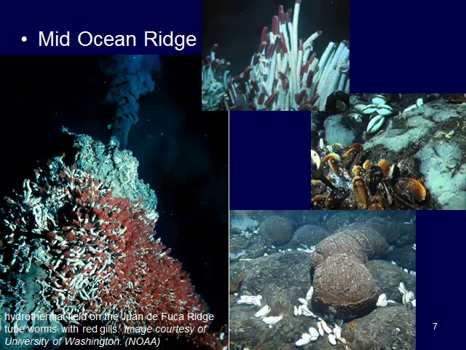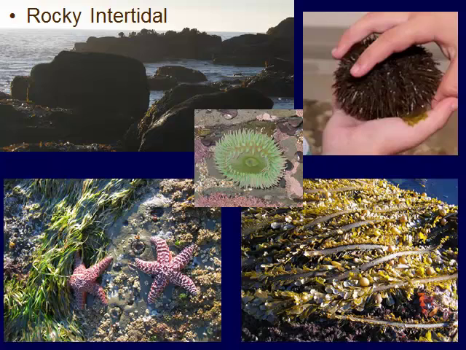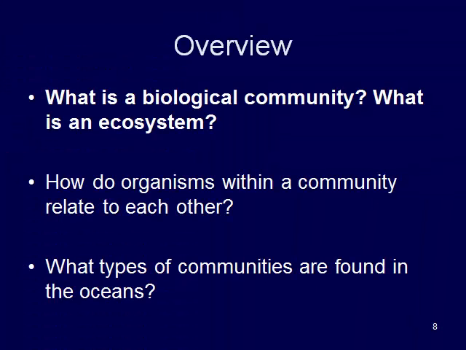So these are communities of organisms, all living in the same place and time, and then our ecosystem in this example is this mid-ocean ridge. And if I go back to the rocky intertidal, we've got sea stars, sea anemones, rockweeds, and sea urchins all living together in the same spot and time, and then our ecosystem would be the rocky intertidal. So that's the difference between a biological community, which is just the organisms themselves, versus an ecosystem, which takes those organisms and also factors in what the environmental conditions are like.